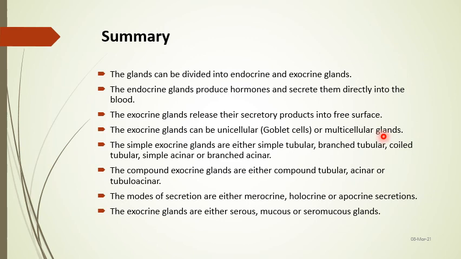Unicellular or multicellular glands. The simple exocrine glands are either simple tubular, branched tubular, coiled tubular, simple acinar, or branched acinar. The compound exocrine glands are either compound tubular, acinar, or tubular acinar. The modes of secretion are either merocrine, holocrine, or apocrine secretions. The exocrine glands are either serous, mucous, or seromucous glands.